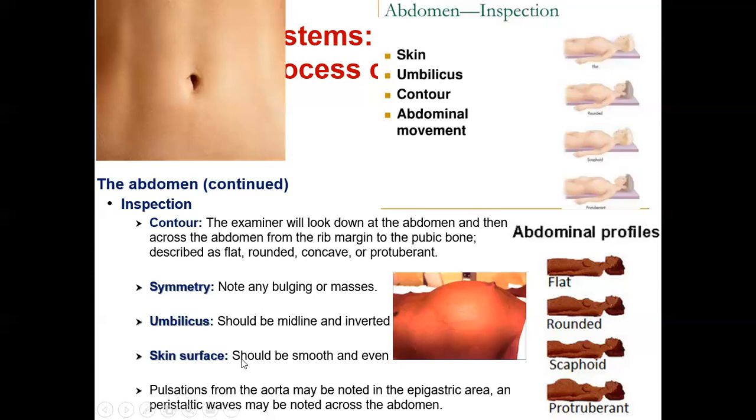The skin surface should be smooth and even, right? Pulsation from the aorta may be noted in the epigastric area, and also a peristaltic wave may be noted across the abdomen. So we try to figure out whether the peristaltic wave is there or not.